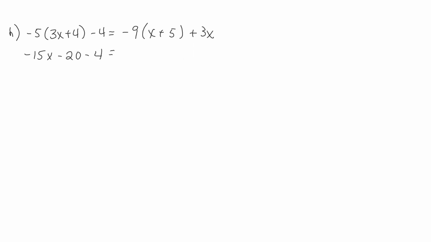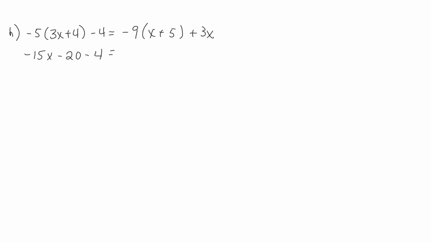So what if I had -5 times 3x plus 4 minus 4 equals -9 times x plus 5 plus 3x? It's almost identical to the previous example, but let's do it just for practice. So we start by distributing. I'm going to start on the left. -5 times 3x is -15x. -5 times 4 is -20. Go ahead and drop down your -4 and your equals.